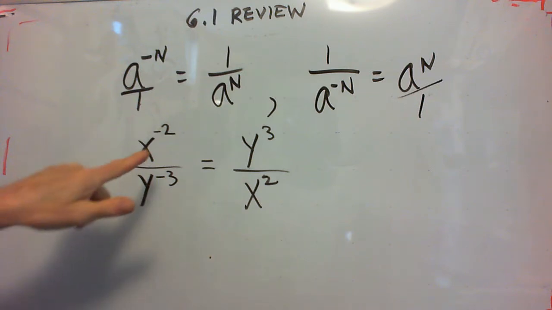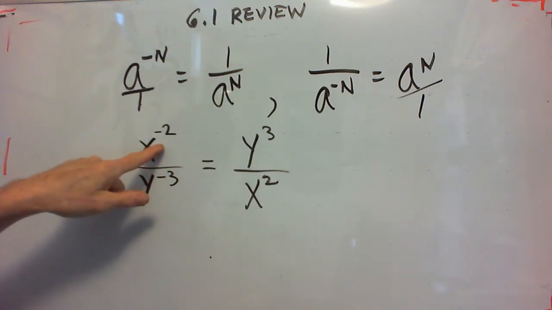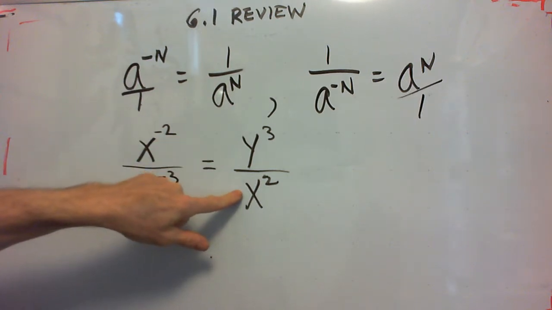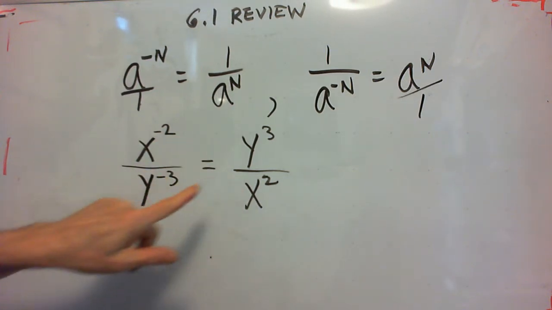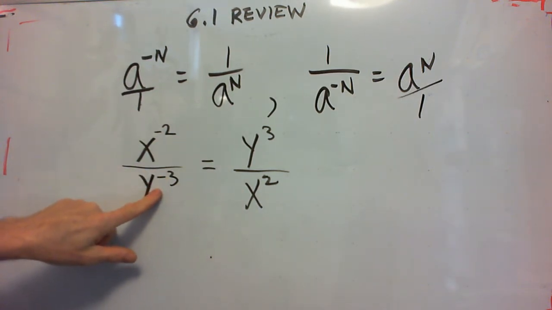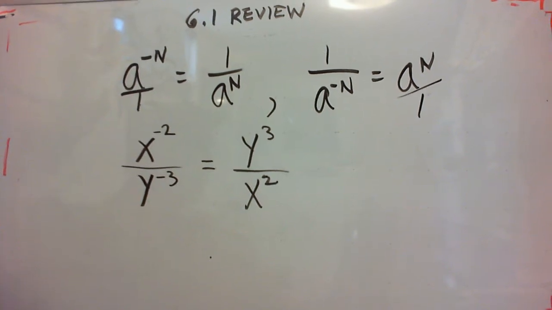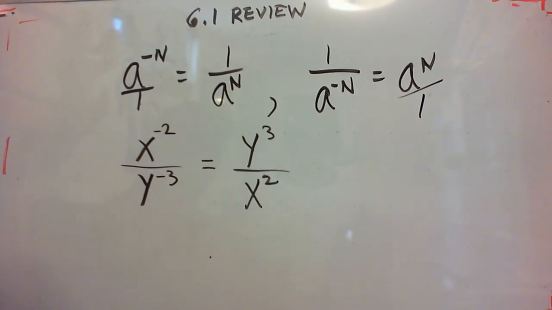So my example here, x to the negative 2, we can just move that negative 2 power to the bottom and it becomes positive 2. The y to the negative 3, we move that to the top as y to the positive 3. So that's what you need to remember. Negative exponents means invert and use the positive power.